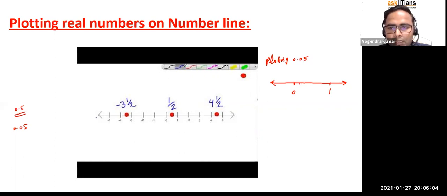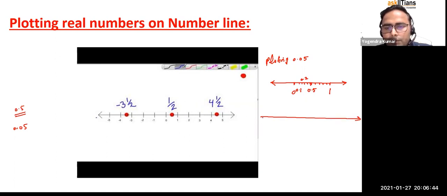So let's break down this part between 0 and 1 into how many? 10 equal parts, okay? So we are doing here like this, 1, 2, 3, 4, 5, right? So this is 0.5, this is 0.1, this is 0.2, and so on. You can make it bigger. I did not have space, so I made it a little small, but you can make it bigger.